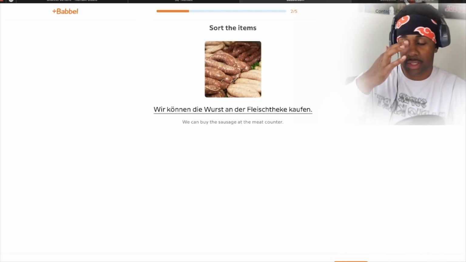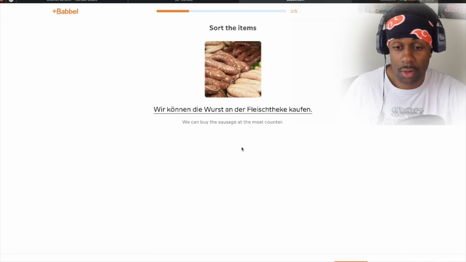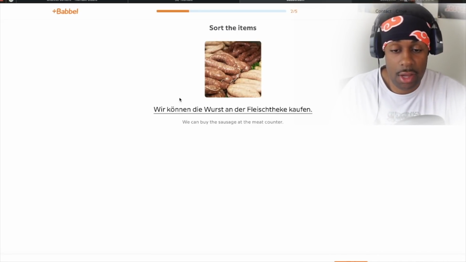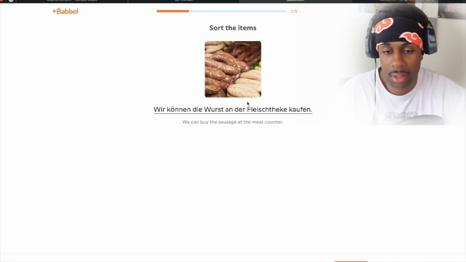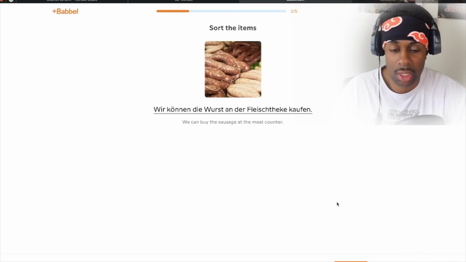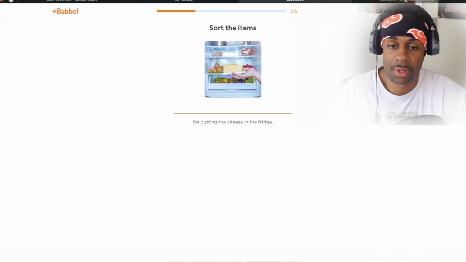See, this is what makes no sense to me. It's the grammar. So, here's the English sentence. We can buy sausage at the meat counter, and here's what it directly translates to. We can the sausage and the meat counter buy. Like, we can the sausage buy the meat counter buy, or purchase, I should say. That just doesn't make any sense. It's just confusing, but whatever.